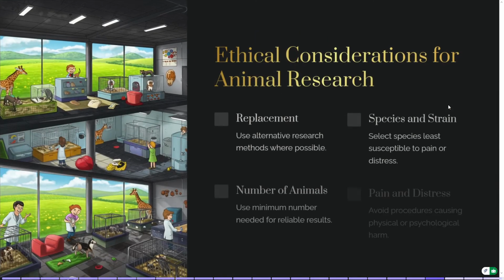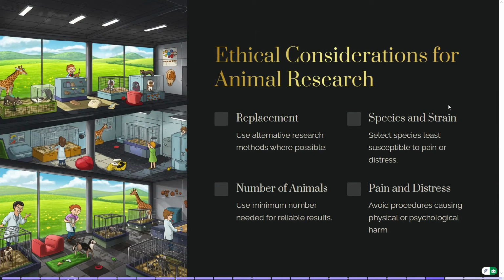All right, so ethical consideration for animal research. Please take note. Replacement: use alternative research methods where possible. If possible, don't use animals at all. That is one of the ethical considerations. But if it is not possible, then you can use animals. But if possible, don't use animals.